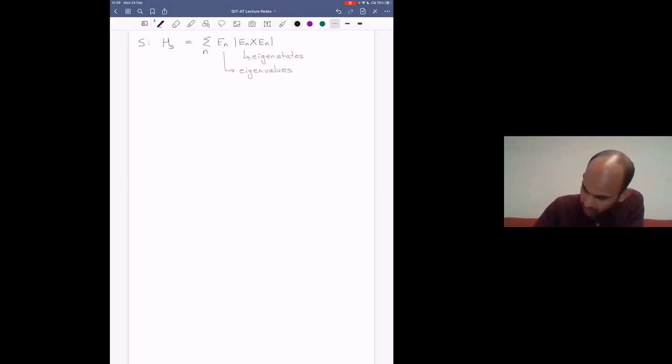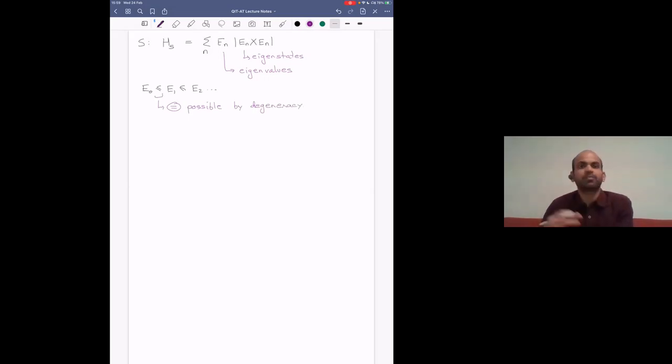We are going to use ordering for the energy. Whenever I express the Hamiltonian of a system, it's nice to express it in such a way that the lowest eigenvalue is E naught, and then we order it in increasing order, E1, E2, dot, dot, dot. The reason that we can have equality is that it is possible to have a single eigenvalue that has many eigenstates. So you can have many energy levels in a system that have the same energy, like in the hydrogen atom, where for a fixed n you can have multiple orbitals that have the same energy. Otherwise it's monotonically increasing in energy.